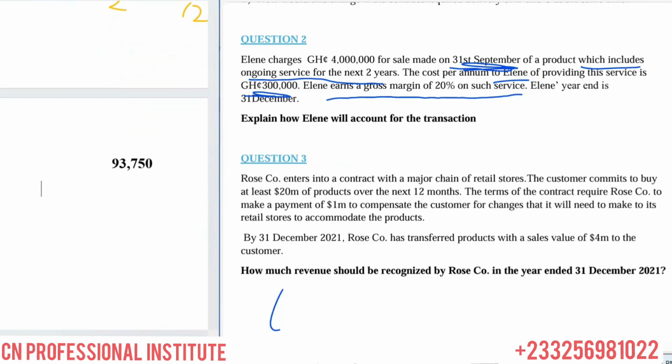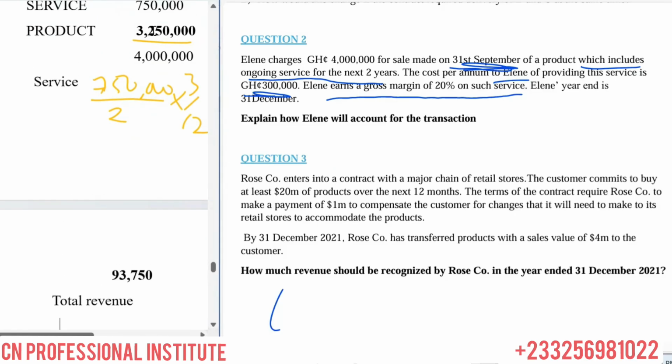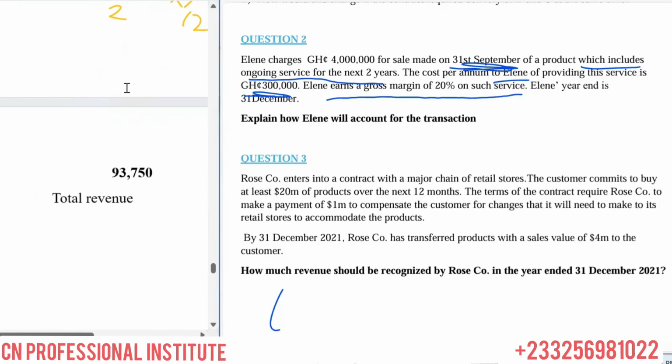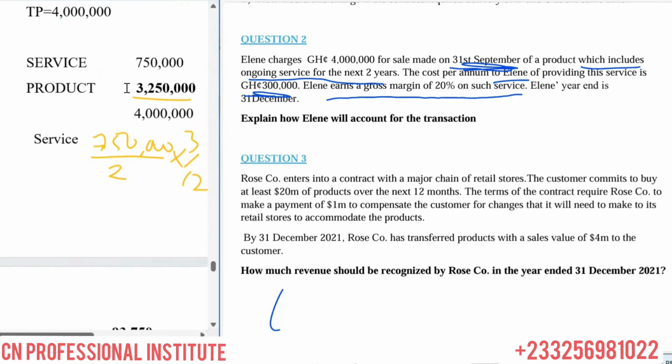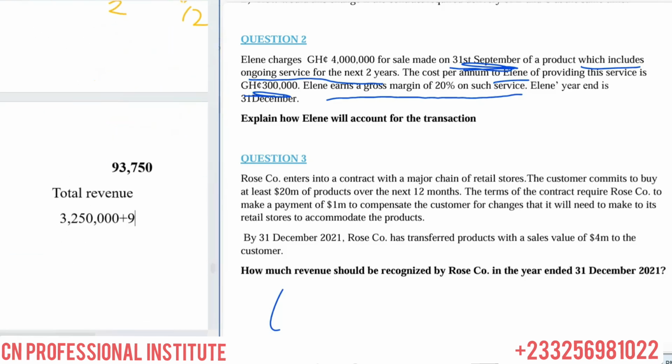So the total revenue will be, as I said, the sum of the two. So our total revenue, okay, will be the one for the sale, this one, the 3,250,000, plus the service. We are not going to record the whole 750. We are going to record only 93,750. Are you following? And then the summation of the two should give us 3,343,750. I hope I'm right with the additions. So that's how we are going to do it.